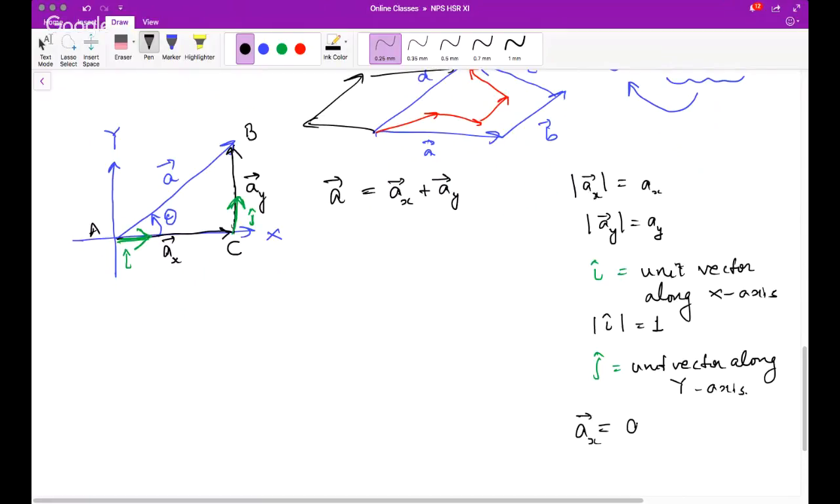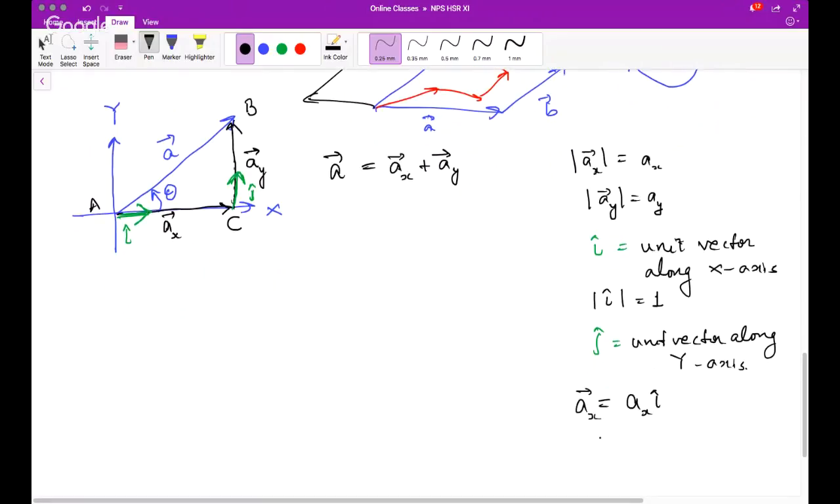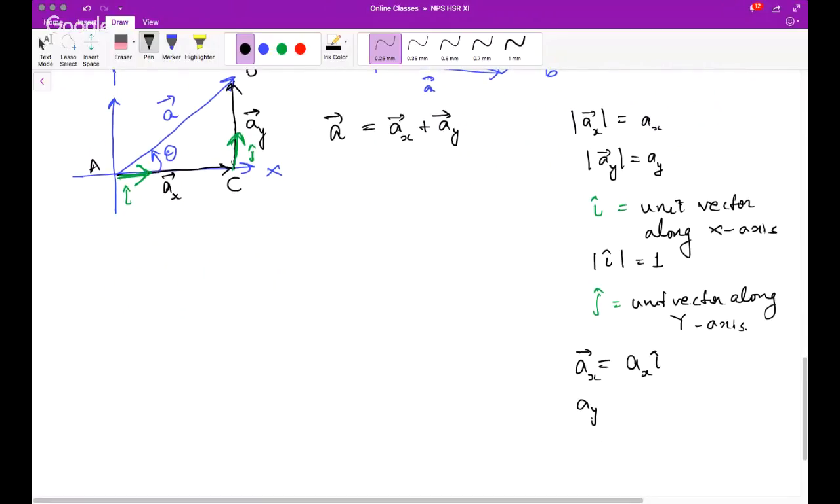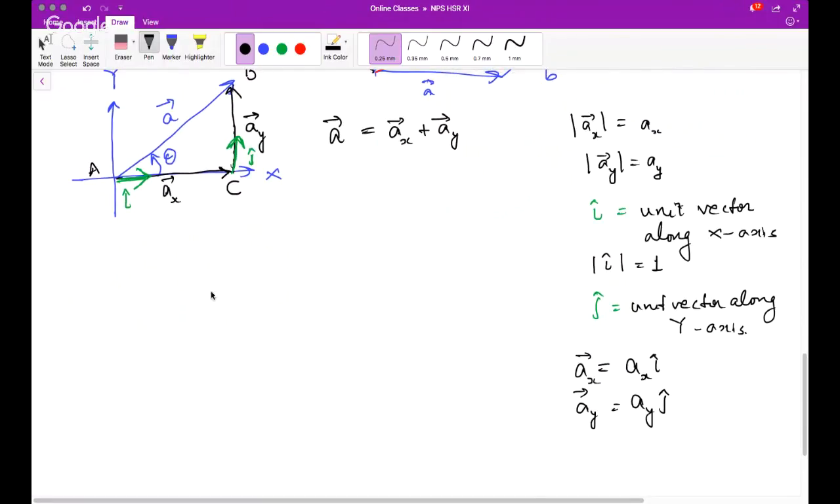Now if you see carefully, can I not say that vector AX is nothing but AX times I cap, and AY is AY times j cap? So by the triangle law of vector addition, I can say that vector A is AX i plus AY j. Now the idea is to find the values of AX and AY.